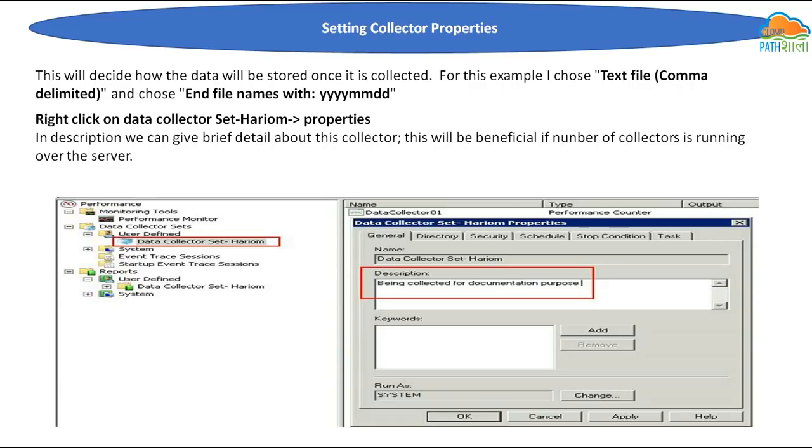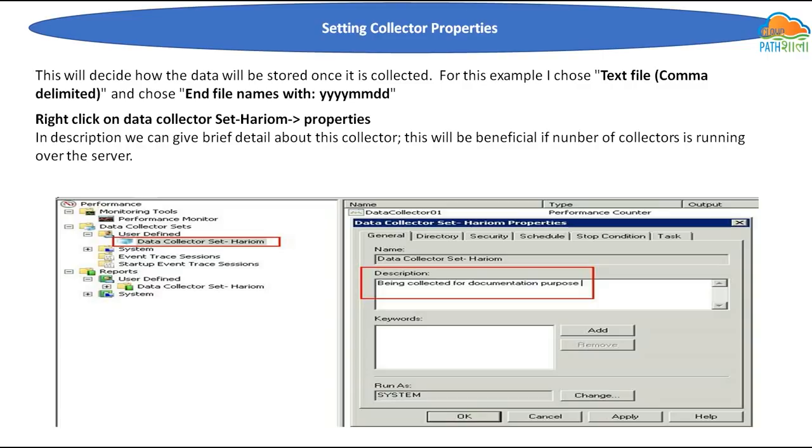There will be options like general, directories, security, schedule, stop, connection and task. For the general tab, you can fill in the description. For example, I just entered something like "being collected for documentation purpose", but you can fill in the details as appropriate for your case while you set up the data collector set.